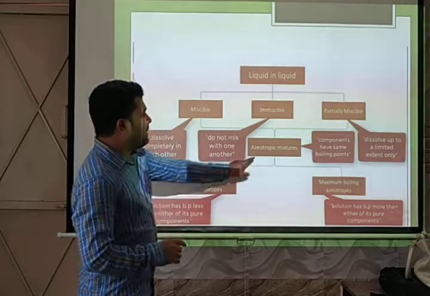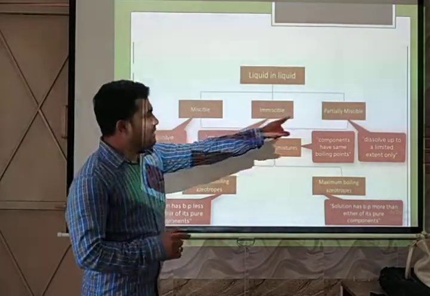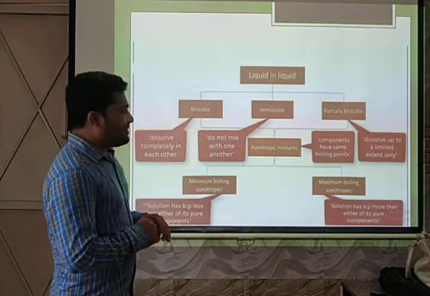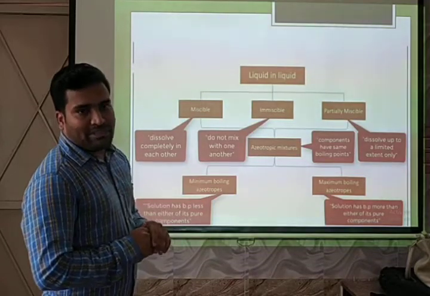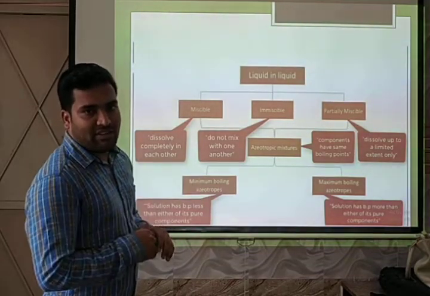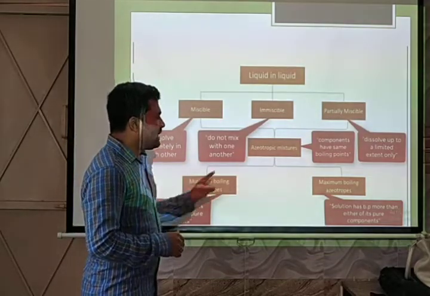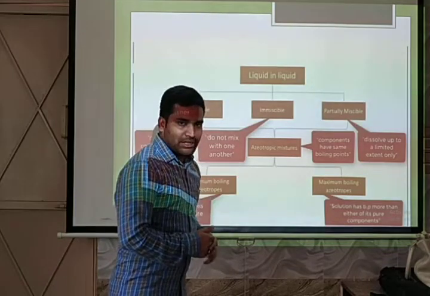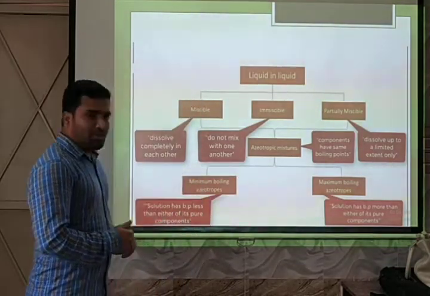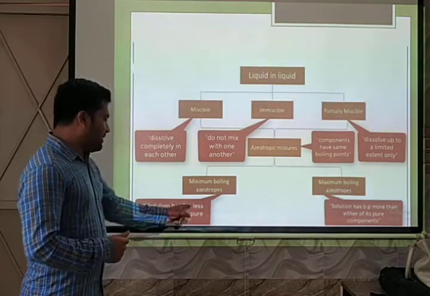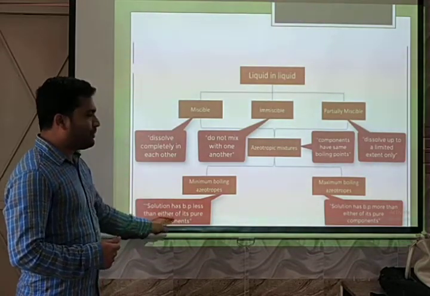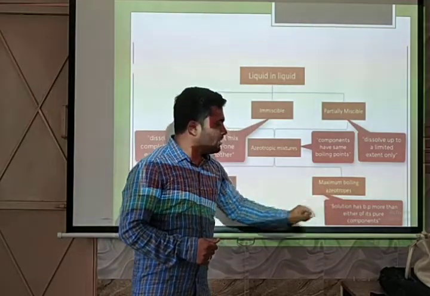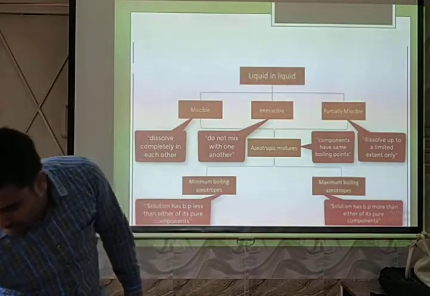In case of immiscible, miscible and partially miscible liquids, we are going to get azeotropic mixtures. Azeotropic mixtures have the same boiling point in solution phase as well as in vapor phase. Here we get two types: minimum boiling azeotropic mixture and maximum boiling azeotropic mixture. In minimum boiling azeotropic mixtures, solutions have boiling point less than either of their pure components. In maximum boiling azeotropes, solutions have boiling point more than either of their pure components.